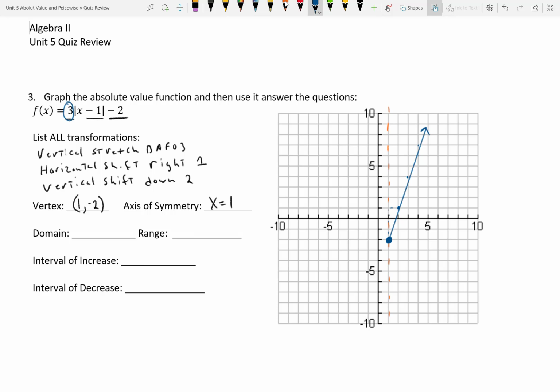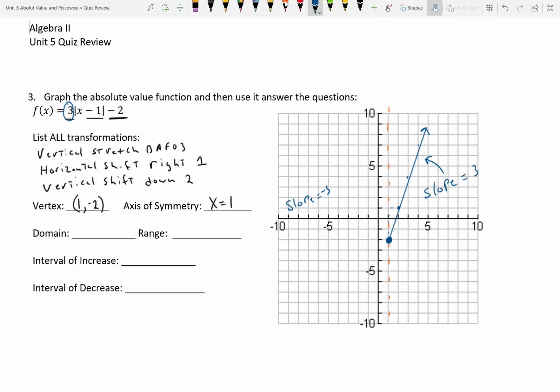And then we can mirror those points. We can either use the slope, realizing that the slope on the left-hand side of the axis of symmetry is the opposite. And I'll actually write the slope in here. The slope on this side is 3. The slope over here is going to be negative 3, the opposite.